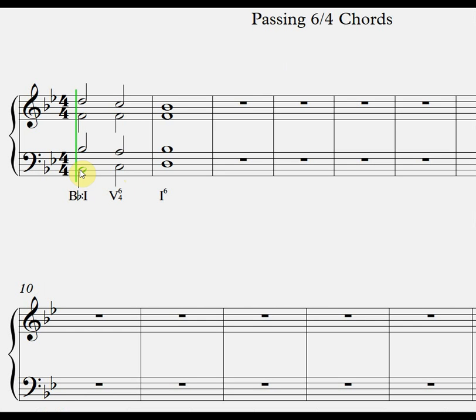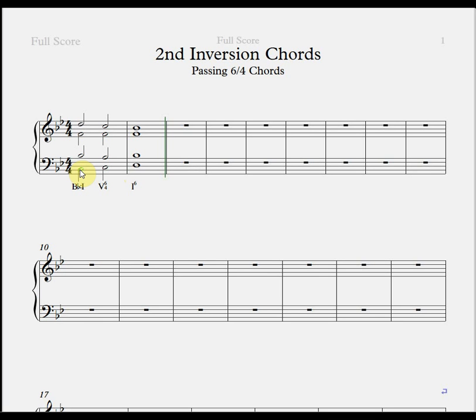Let's listen to it. And there it is. We have nice voice leading. The bass is moving up by step. That's what gives the chord its name of the passing 6/4, because of this bass line, the passing C between the B flat and D of the tonic triad.